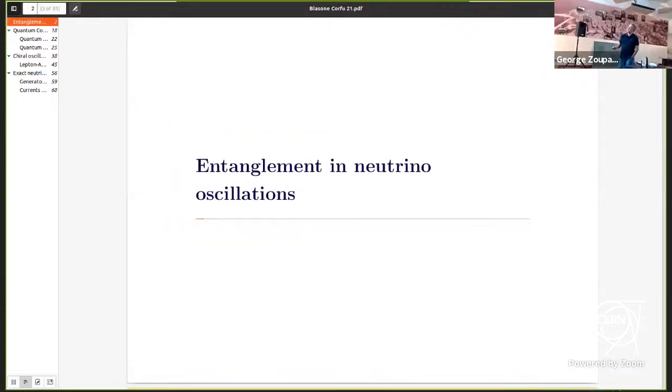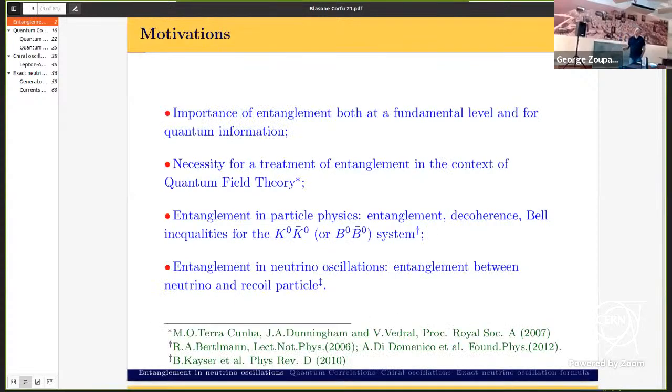Okay, so what do I mean by entanglement in neutrino oscillations? The topic of entanglement in particle physics is really an important one, and is moving very rapidly. On one side, there is the necessity to bring these concepts, which are very developed (now there is a big industry about quantum correlations in quantum optics and related areas), to a relativistic context, and hopefully also to quantum field theory, which is not an easy task.